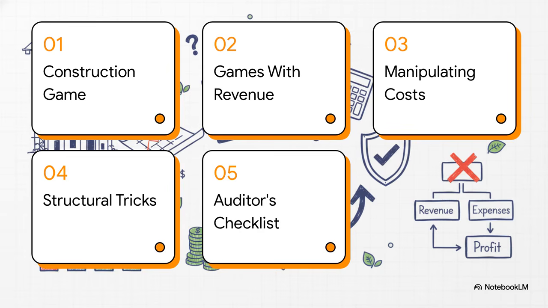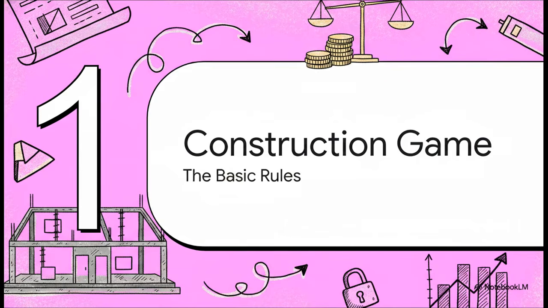Here's our roadmap for the investigation. First, the construction accounting game. Second, playing games with revenue. Third, manipulating costs and losses. Fourth, structural tricks and disclosures. And finally, Section 5, the auditor's ultimate checklist. Section 1, the construction accounting game.